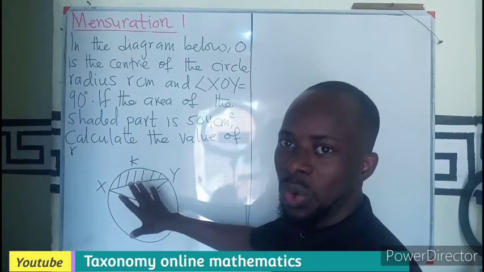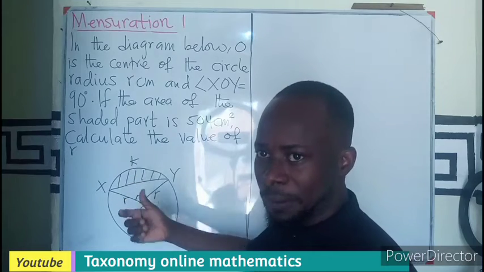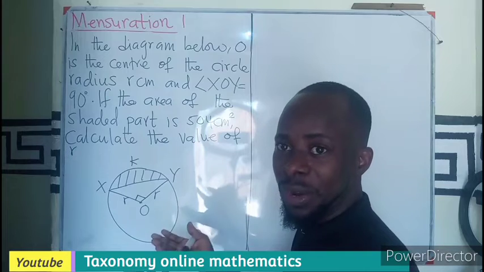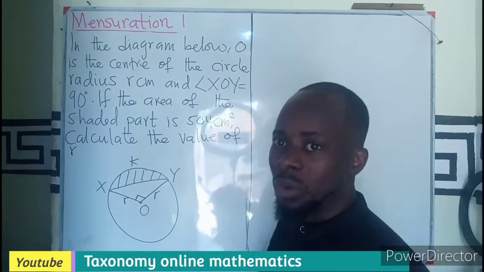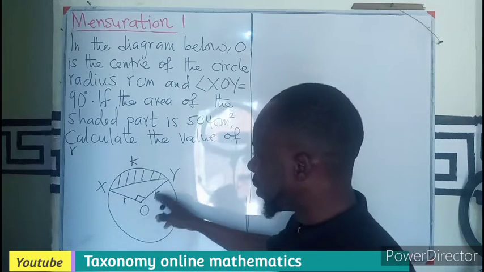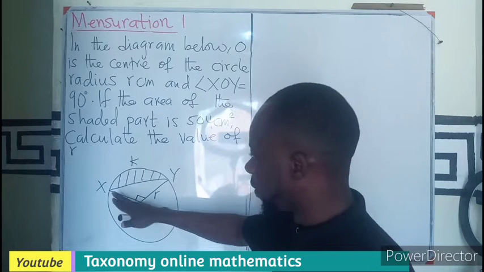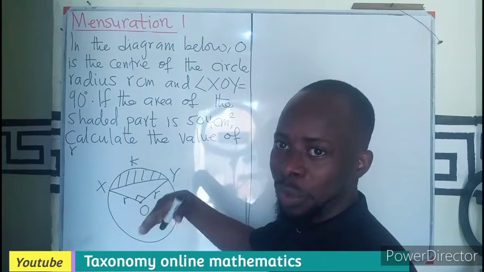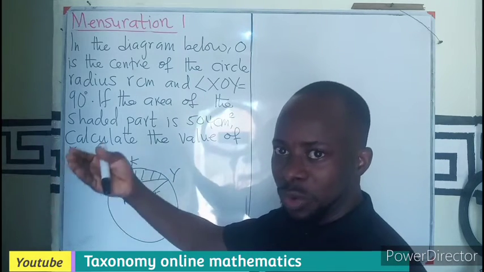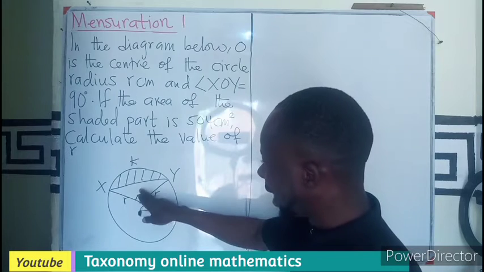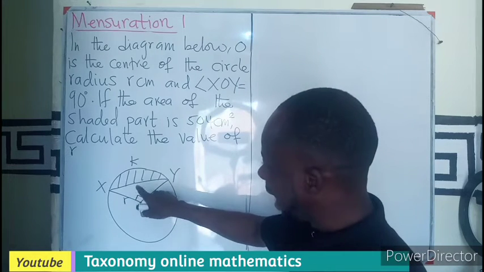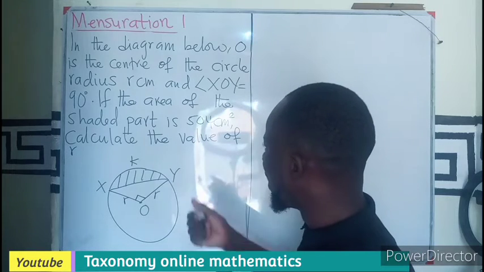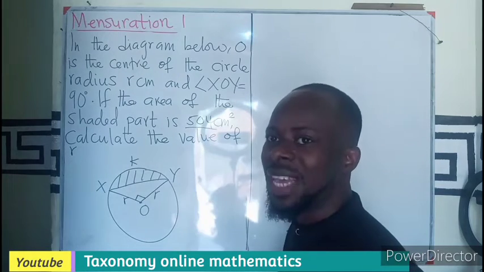So it means we need to know the radius of this circle. The first thing to do is to find out what are the various parts that we need to calculate. The diagram is showing a sector, X, O, Y, K. We know we can find the area of a sector of a circle using the formula. We also know that we can see a triangle, and the shaded part is also a segment. That is the one we have been given in the question. So the area of the segment is given to us.